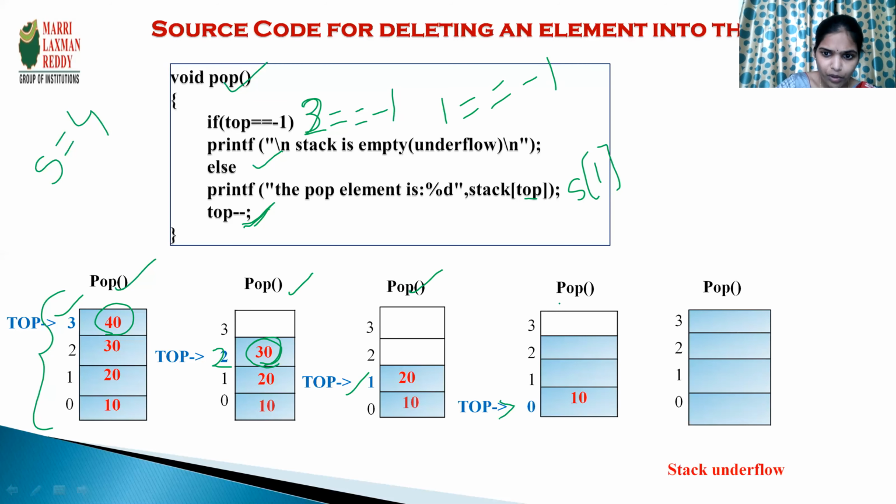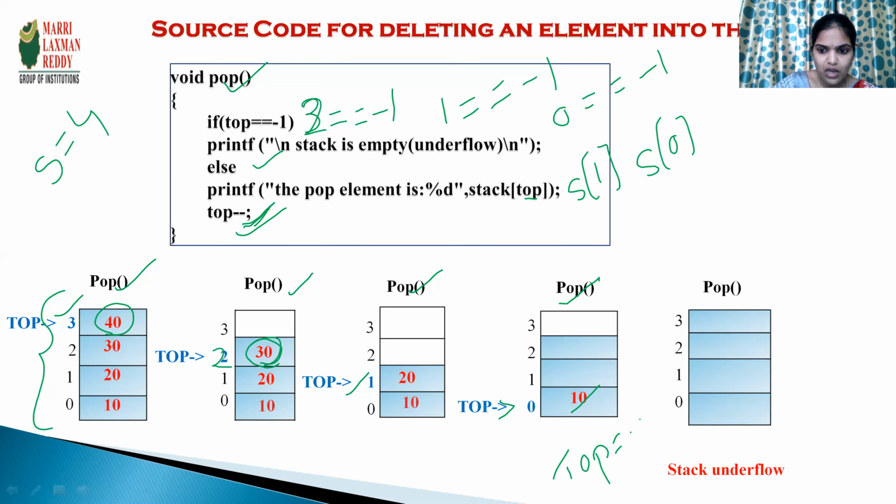Again I'm performing pop operation. Then is 0 equal to -1? No. So it goes to the else statement. Here the stack of 0 element is popped out, that is 10. Next, top is decremented. When 0 is decremented, top is reaching -1.